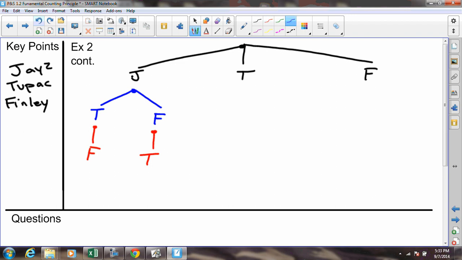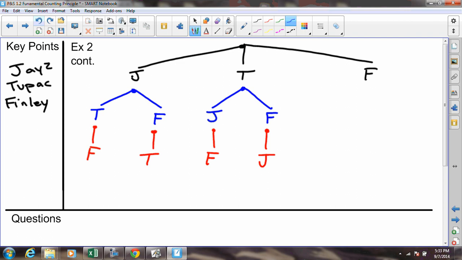I'm going to come over to the Tupac branch now. If Tupac was picked first, what choices do you have for the second CD? Well, there are two choices, so that will branch off being either Jay-Z or Finley. If you pick Tupac then Jay-Z, you're stuck with Finley for the third. But if you pick Tupac then Finley, you'd be stuck with Jay-Z for the third.